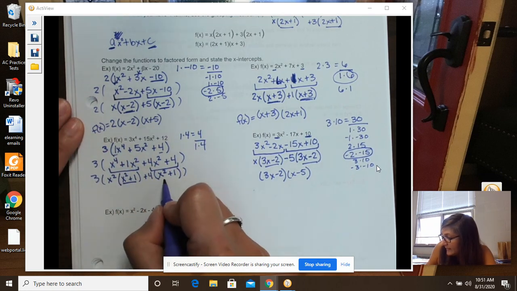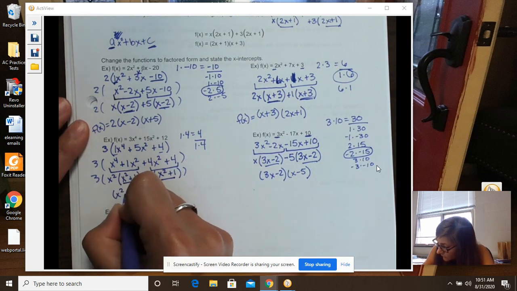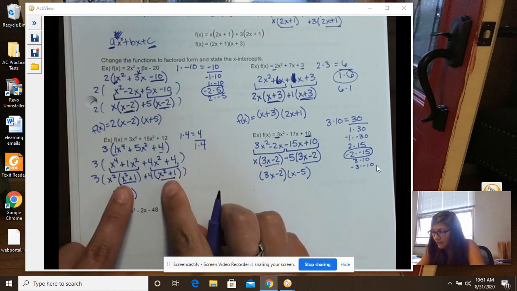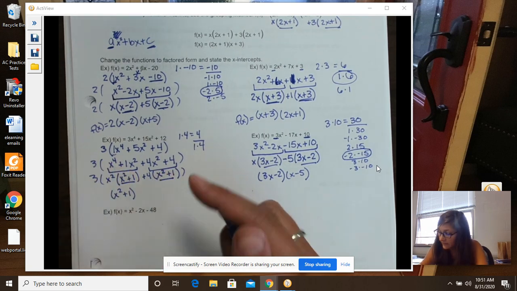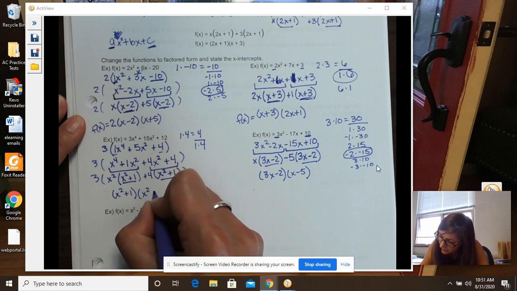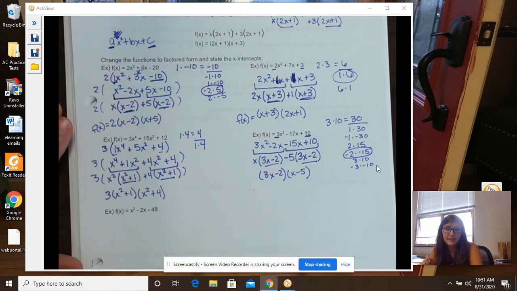Now my stuff in parentheses is the same, so I get to pull that out. So I would have x squared plus 1 as my GCF now. And then left over, x squared plus 4. Still with that GCF of 3 out front. Okay, and that's where we'll leave that for today.